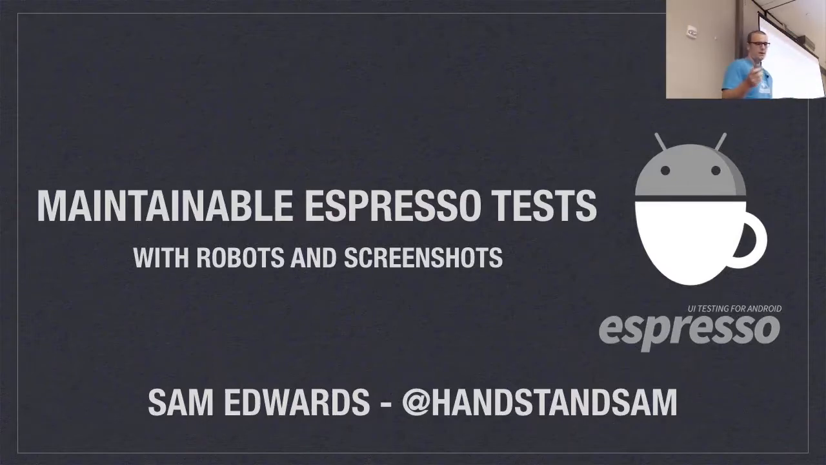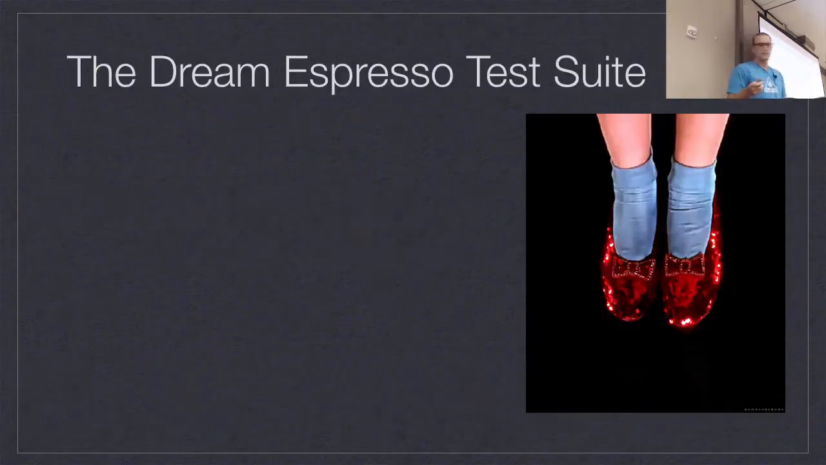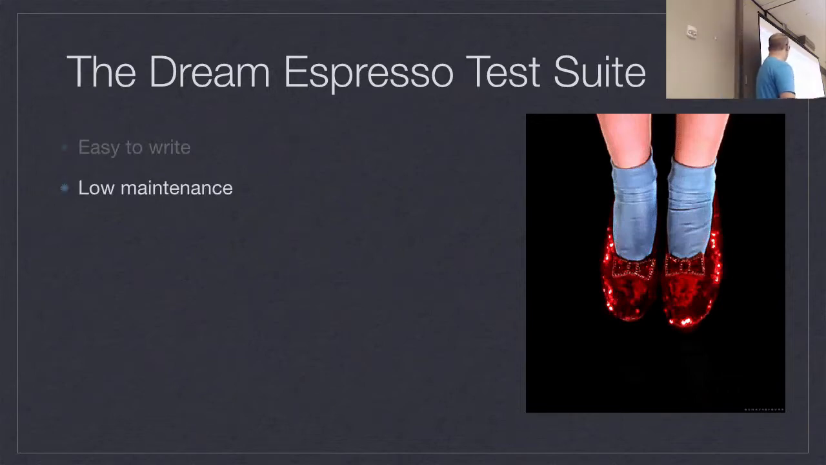First, I want to picture what this dream espresso test suite looks like. You kind of saw what it looks like when it runs, but what are all the characteristics that make that up? First of all, you want it to be very easy to write. This is not only by developers, but also by testing engineers, because testing engineers are typically the people that write this kind of stuff. Also, you want it to be low maintenance, so maintainable espresso tests.